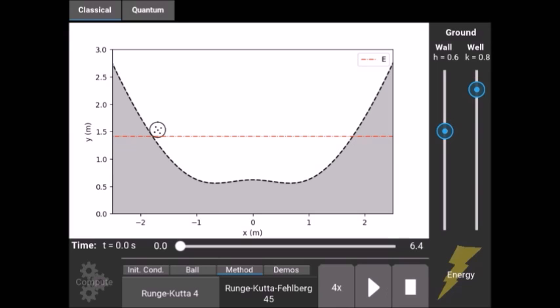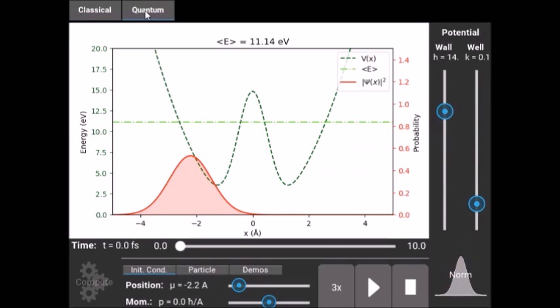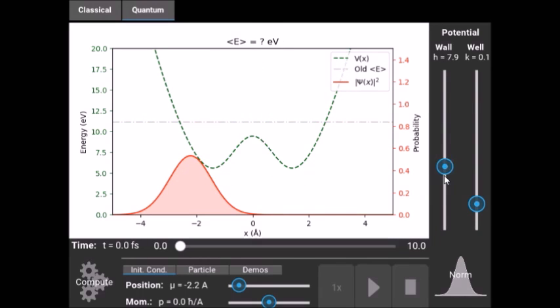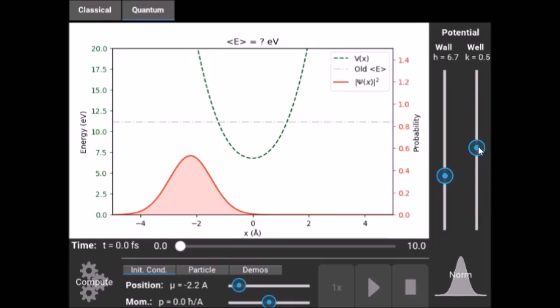The quantum system consists of a Gaussian wave function in a given potential. The plot shows the probability density of the particle's position in red. The potential is plotted in dark green, and in light green we can see the average energy. Similarly, we can shape the potential with the slides on the right.